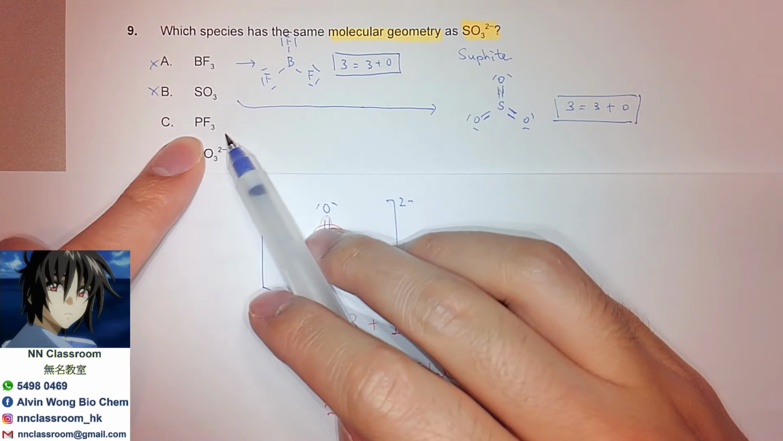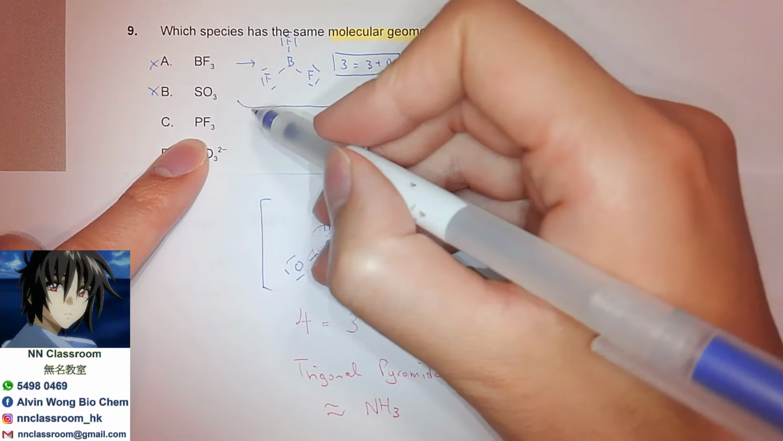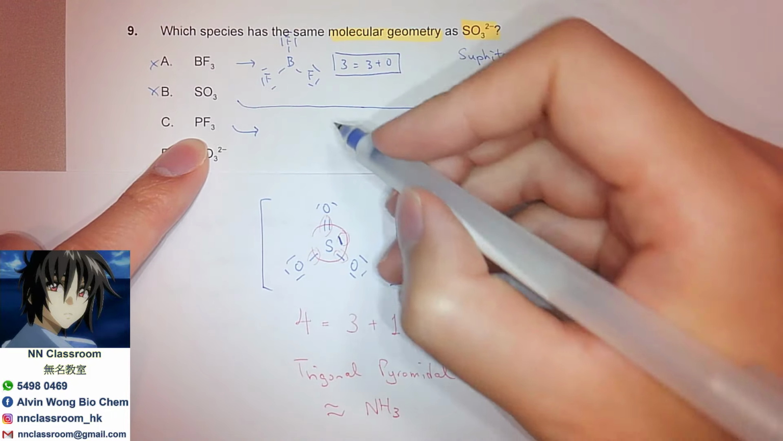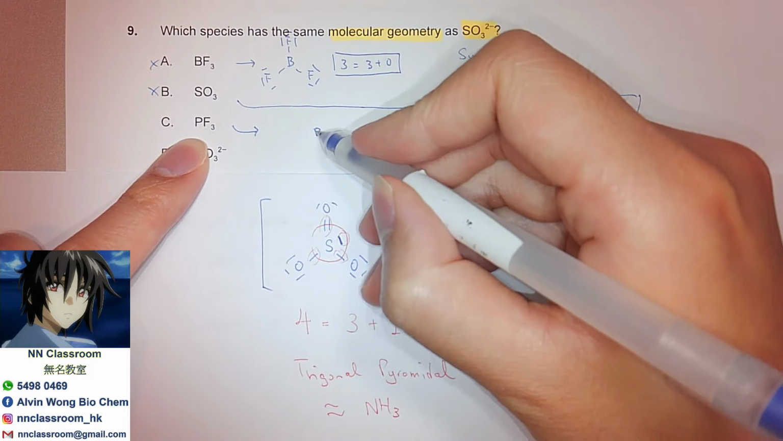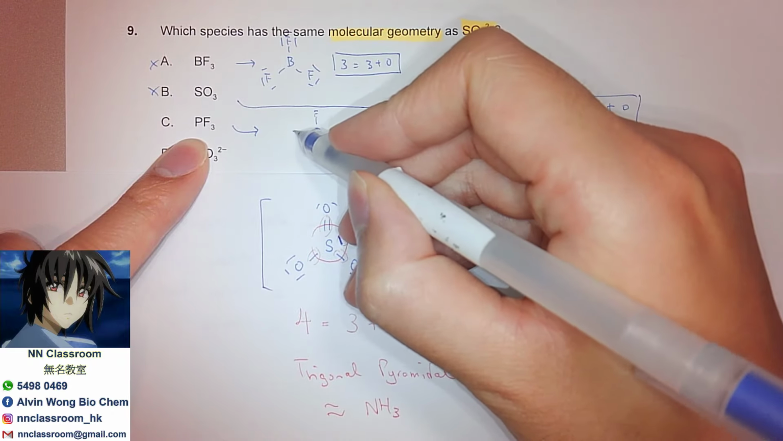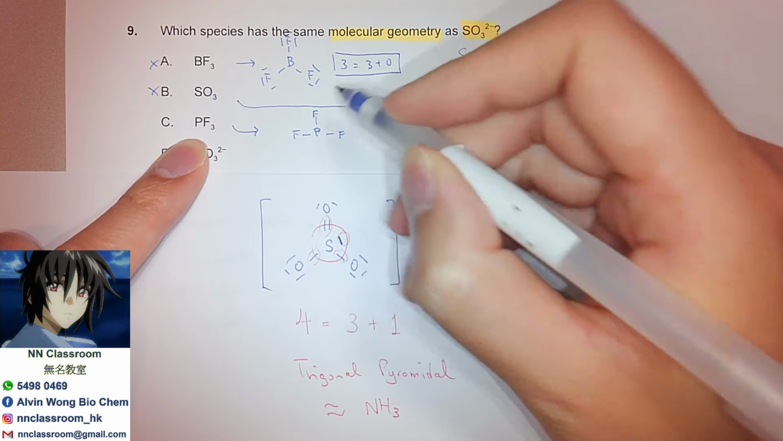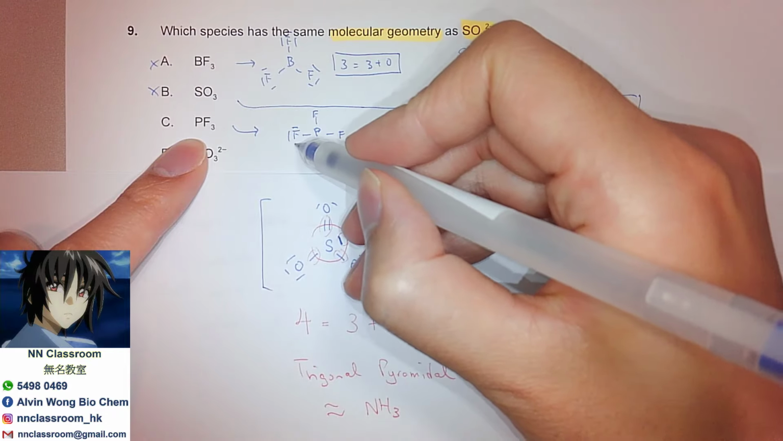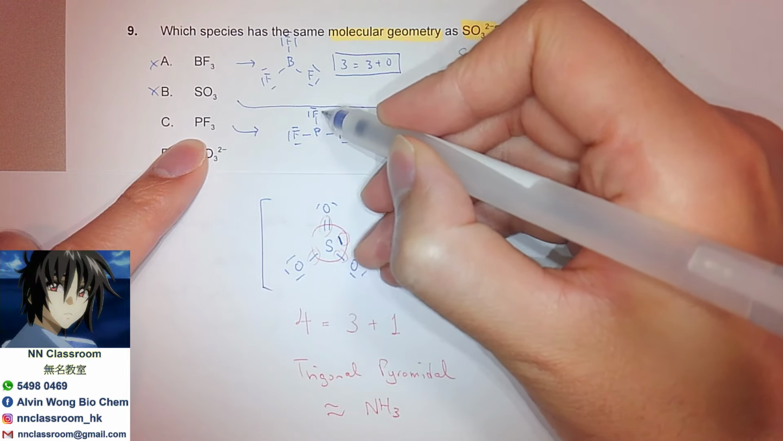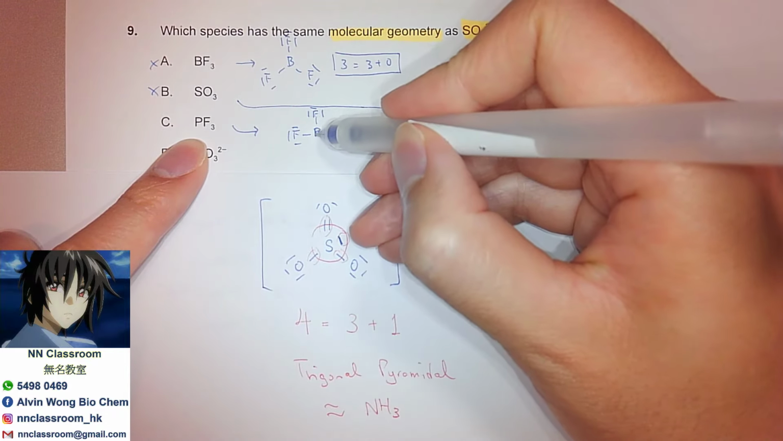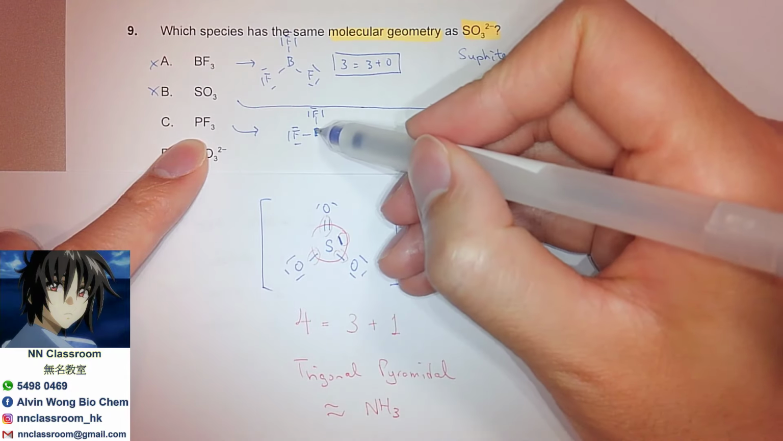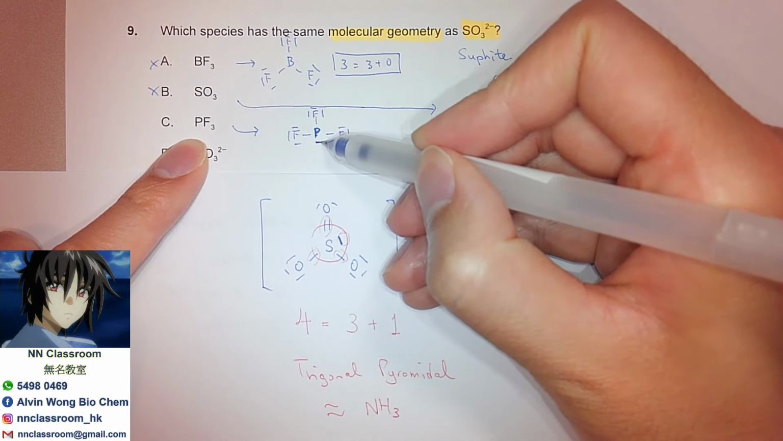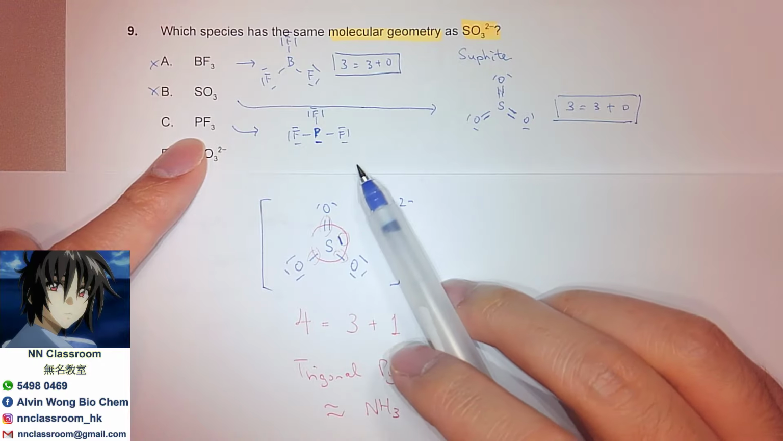So let's look at the next choice, PF3. In this case, phosphorus is the central atom, and this time having 3 fluorines again. It looks pretty similar to option A, but the thing is, remember, phosphorus is a group 5 element. With a group 5 element, after forming 3 bonds, there's still 1 lone pair left, right?